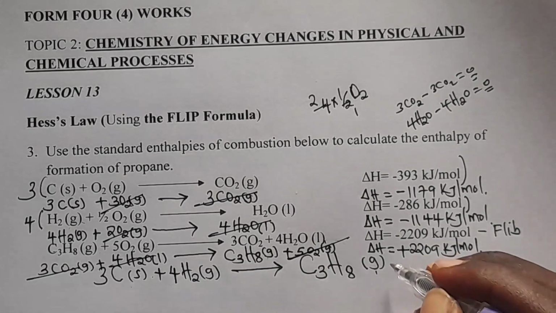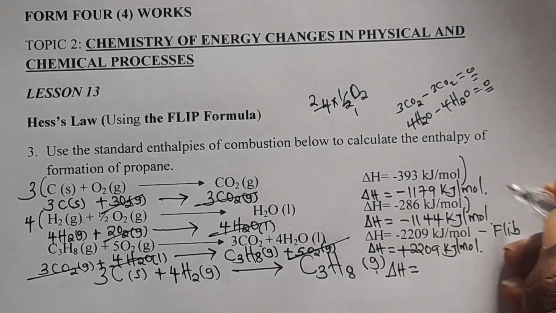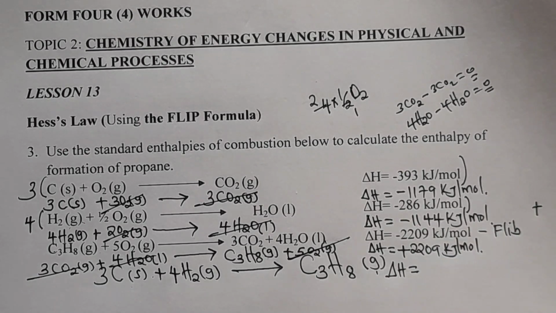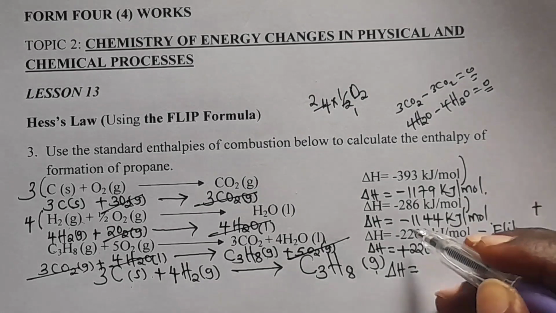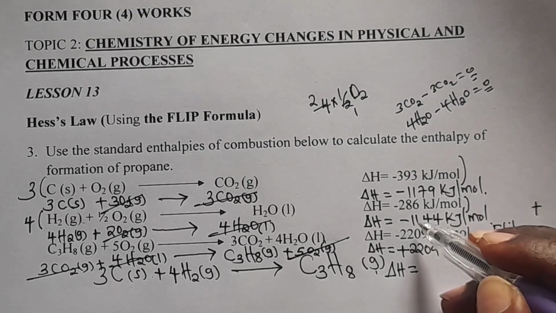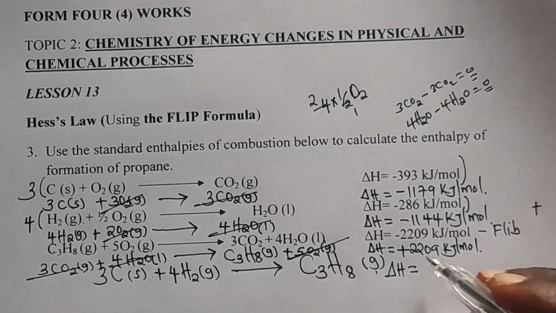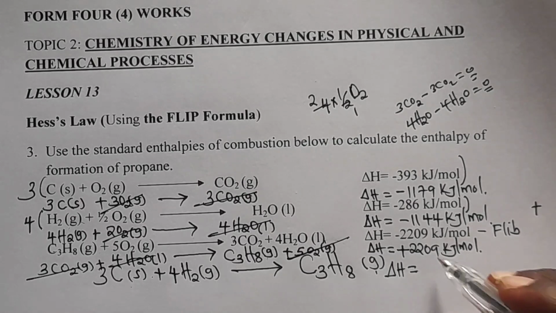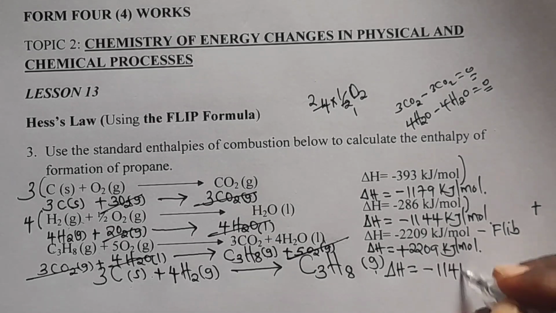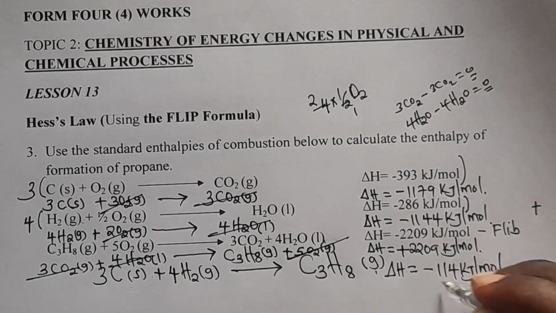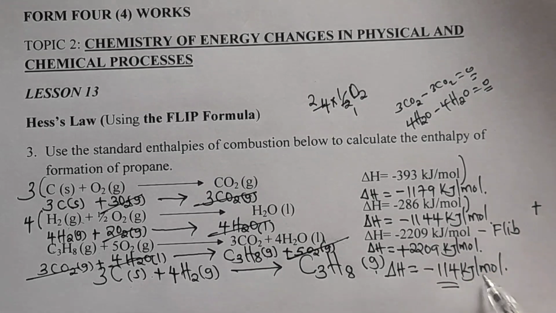In doing so, you are supposed to add your heat changes after doing the flip formula. That means we add negative 1179 kilojoules per mole plus negative 1144 kilojoules per mole plus 2209 kilojoules per mole, giving me a total of negative 114 kilojoules per mole. So this negative 114 kilojoules per mole is the enthalpy of formation of propane, which we were asked to find. Okay, that's the end of our lesson.